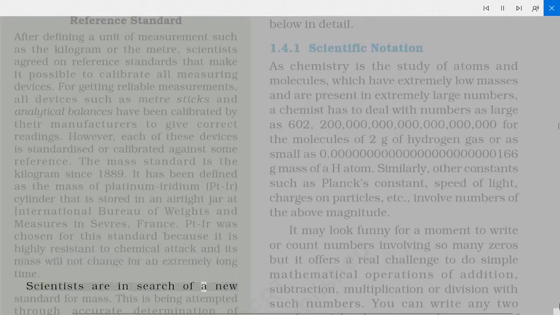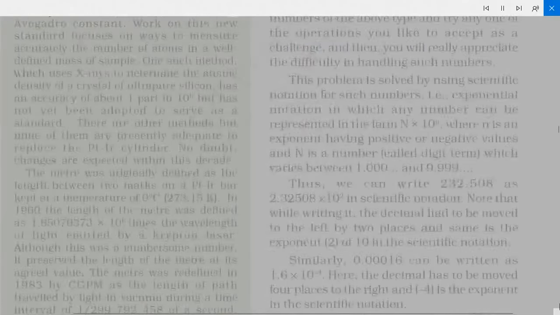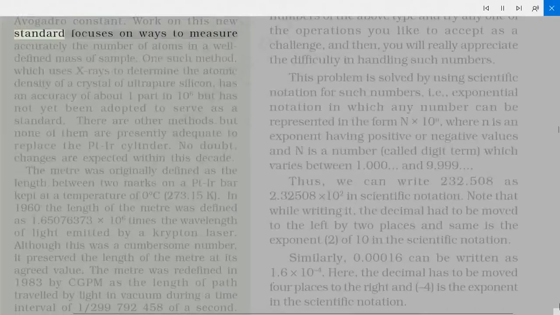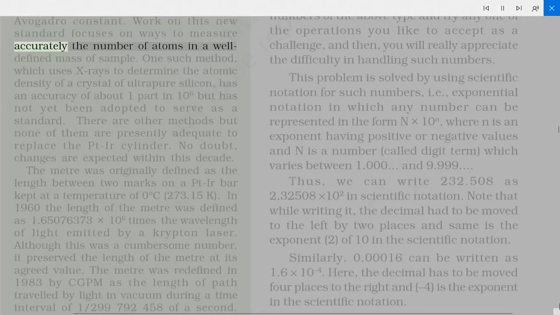Scientists are in search of a new standard for mass. This is being attempted through accurate determination of the Avogadro constant. Work on this new standard focuses on ways to measure accurately the number of atoms in a well-defined mass of sample. One such method, which uses X-rays to determine the atomic density of a crystal of ultrapure silicon, has an accuracy of about 1 part in 10^6 but has not yet been adopted to serve as a standard. There are other methods, but none of them are presently adequate to replace the Pt-Ir cylinder. No doubt, changes are expected within this decade.